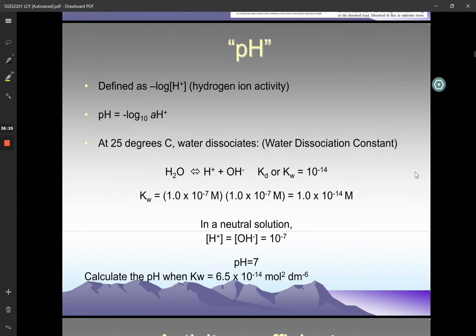So pH is defined as the negative log of the hydrogen ion activity, which is the concentration of hydrogen ions in a solution. Have you ever wondered why we need a negative log of the concentration to express the concentration of hydrogen ions in aqueous solutions?